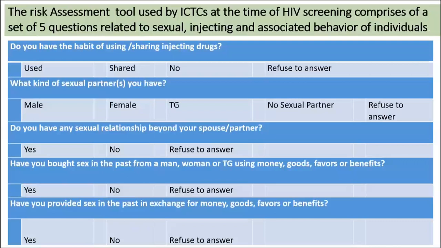This is another way of asking whether that particular person is engaging in high risk behavior, and if so, what kind of high risk behavior the person is profiling. Then, have you provided sex in the past in exchange for money, goods, favor, or benefit? This is yes, no, or refuse to answer. These are the 5 basic minimum questions that the counselor has to ask all clients who come on their own, the self-initiated clients, or even provider-initiated clients having some kind of symptom of HIV.